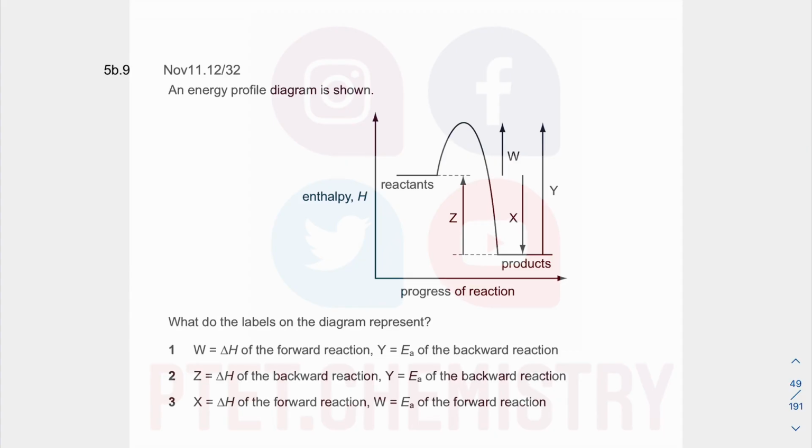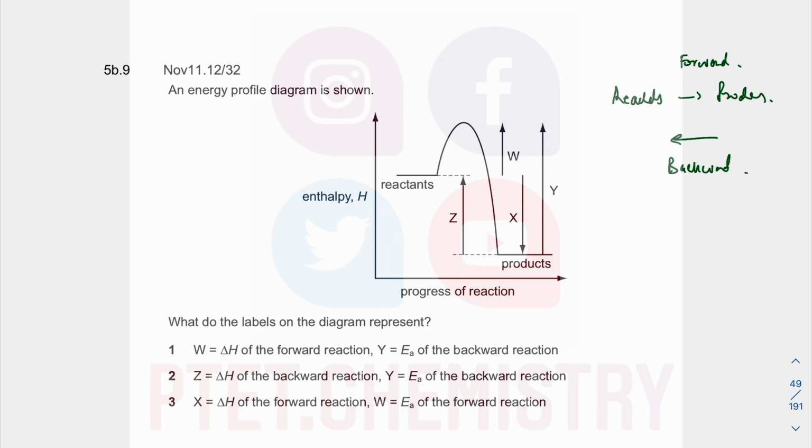Next question. So this is an energy profile diagram. We are going to be thinking about forward and backward reaction. So if you have reactants going to products, that is forward, and then product going to reactant, that is backward. Alright, enthalpy change of this reaction is going to be from the energy of the reactant to the energy of the product. So it's a one-way thing.